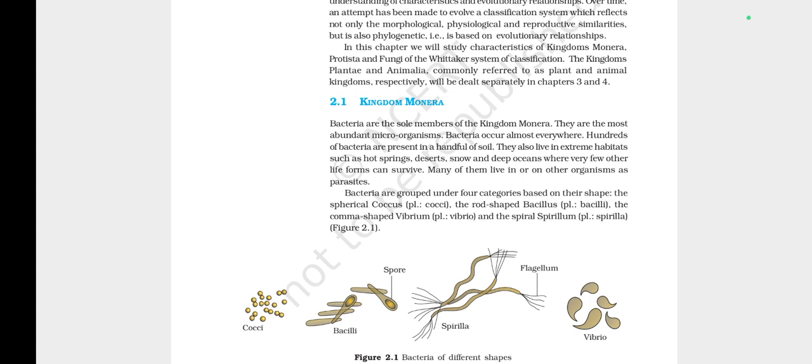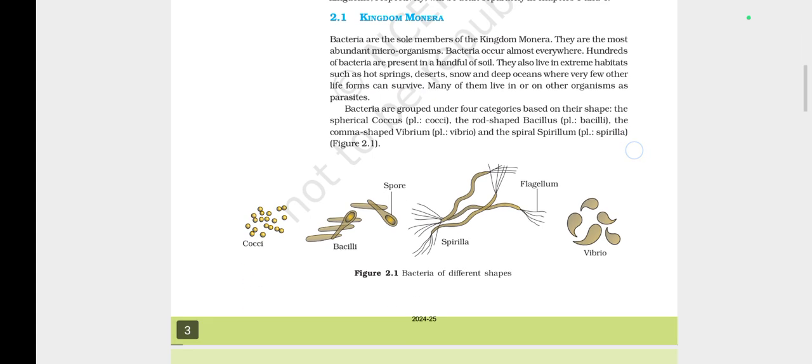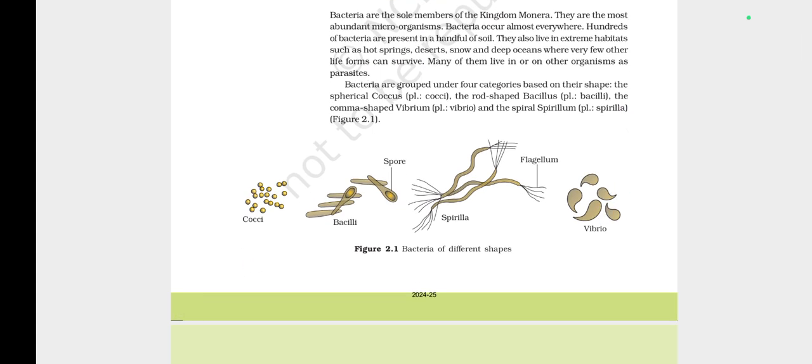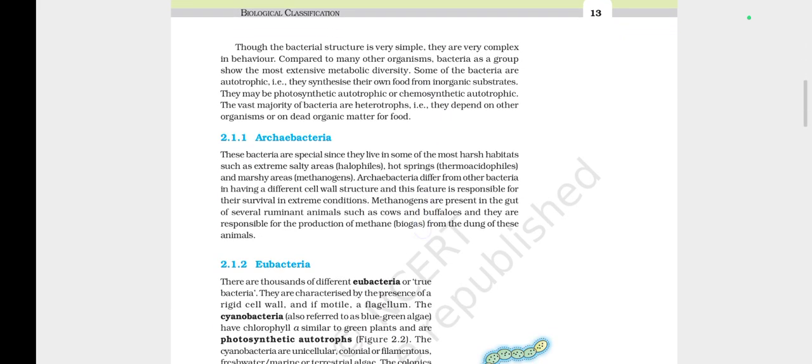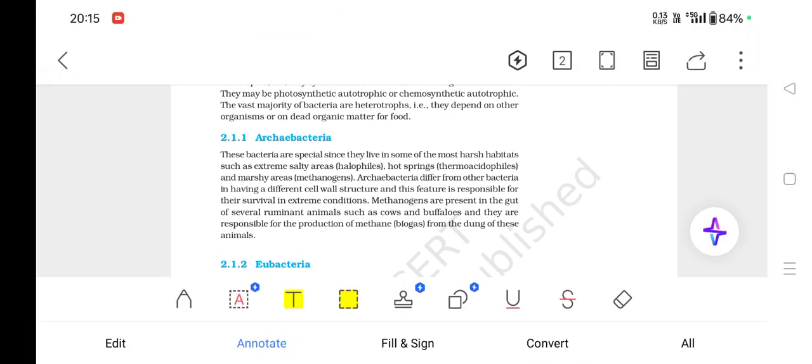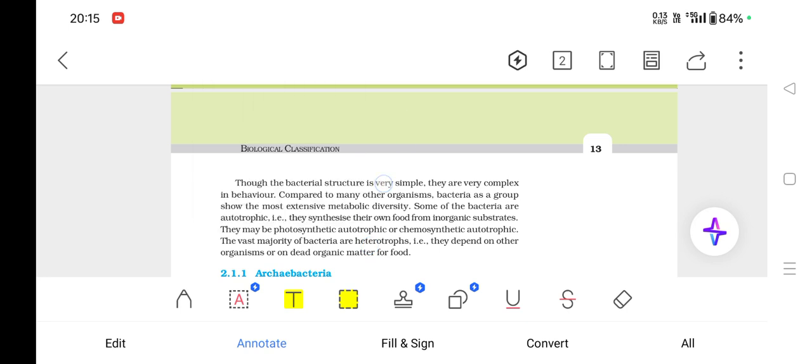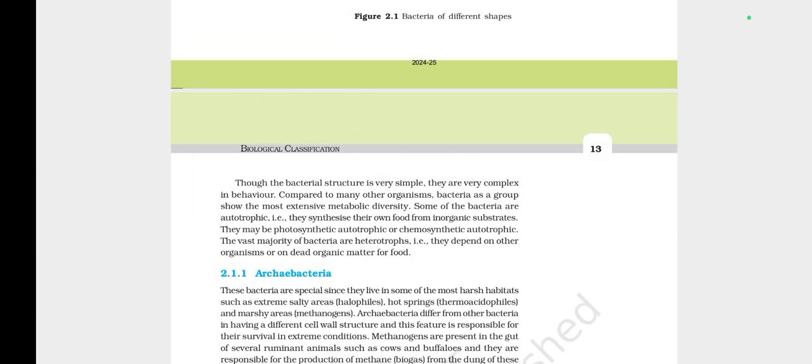Bacteria are grouped under 4 categories based on their shape: the spherical coccus, the rod-shaped bacillus, the comma-shaped vibrio, and the spiral spirillum. ये सब देखो इनके डायग्राम में. Though the bacterial structure is very simple, their behavior is very complex compared to many organisms. Bacteria as a group show more extensive metabolic diversity.